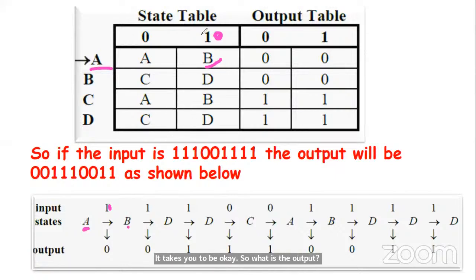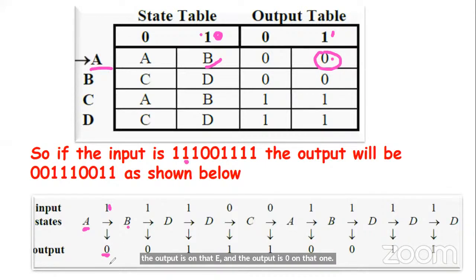The input you receive is a 1. So you go to the column where there's 1 and you check what the output is under A. And the output is what? 0 under 1. So this is where the output is. Look at the next one.